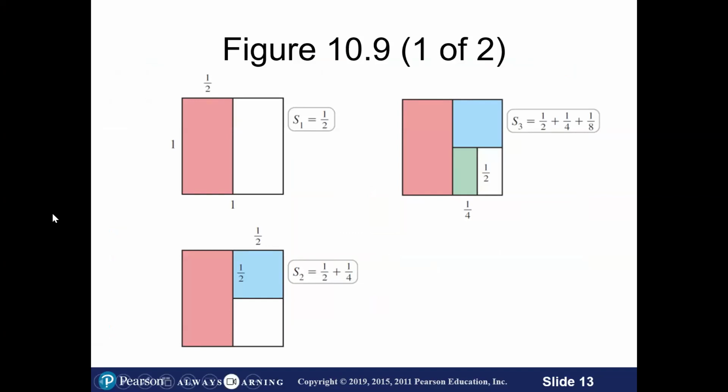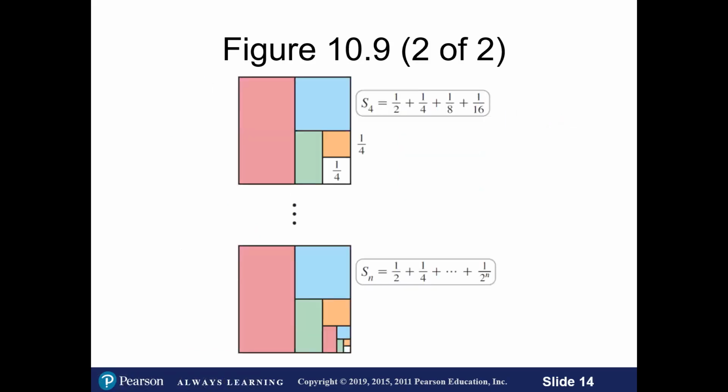So the first term in the progression, S sub 1, is 1/2. The second term in the progression is 1/2 plus 1/4. And then the third term is going to be 1/2 plus 1/4 plus 1/8, and so on. So the fourth term is 1/2 plus 1/4 plus 1/8 plus 1/16.